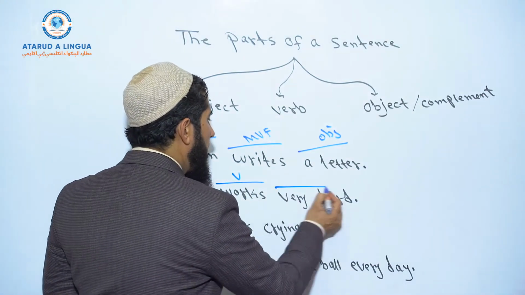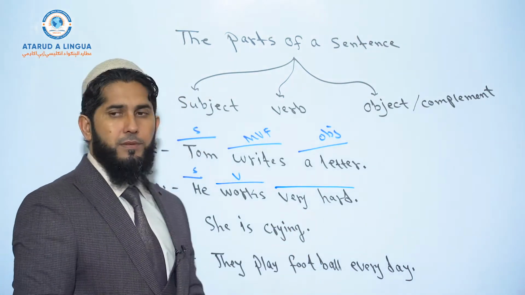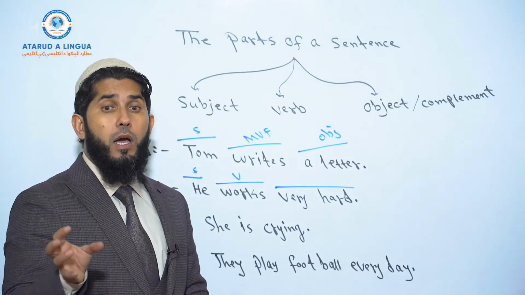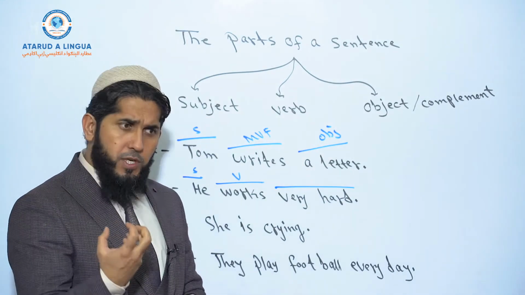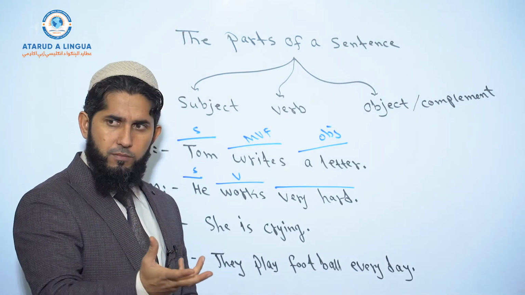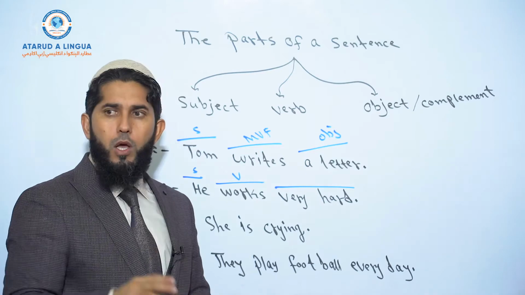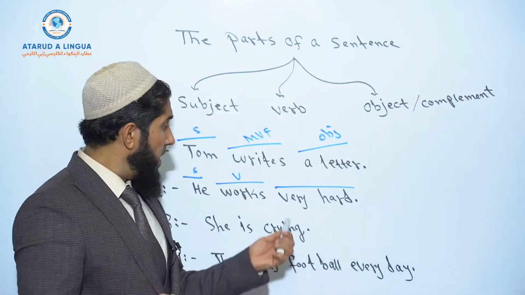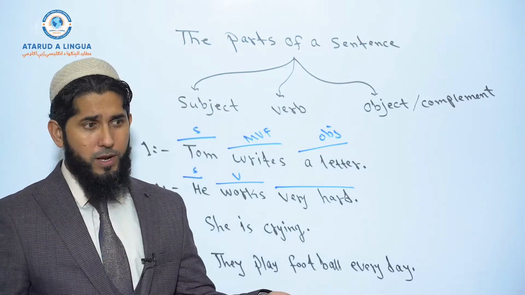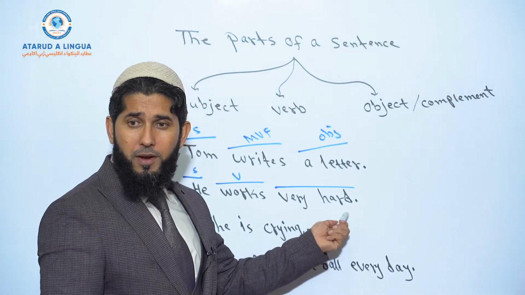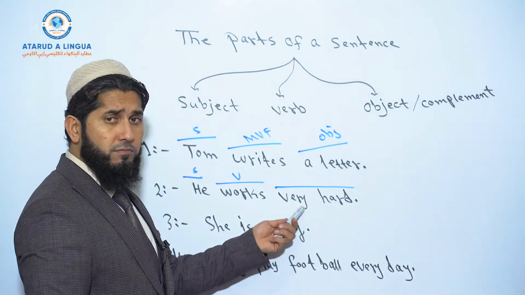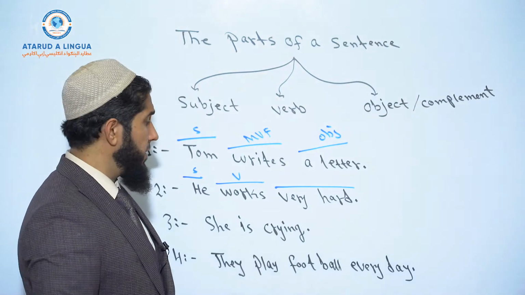What about "very hard"? What do you think? Is it an object? No, it's a complement. Yes, an object should be a noun or pronoun, an object pronoun like him, her, them, us. Or it could be a noun. But "very hard" is neither a noun nor a pronoun. So "very" is an adverb, "hard" is an adverb. What is the function of these two words over here?